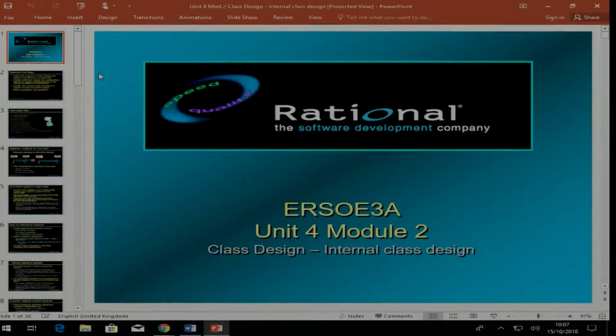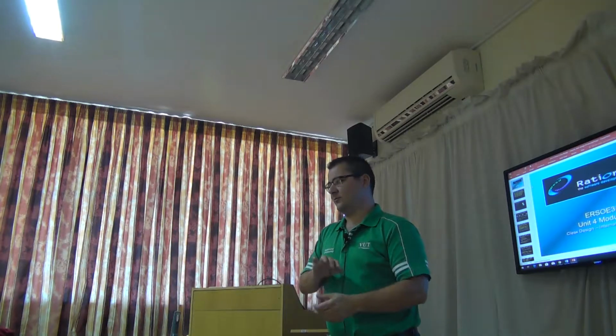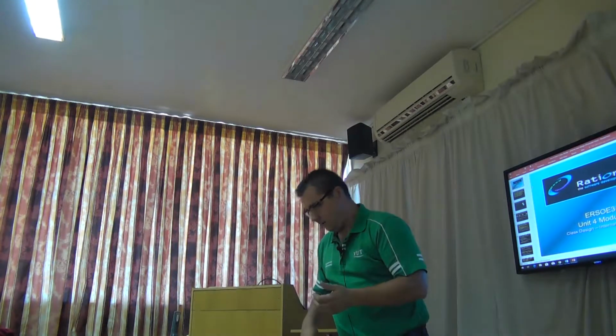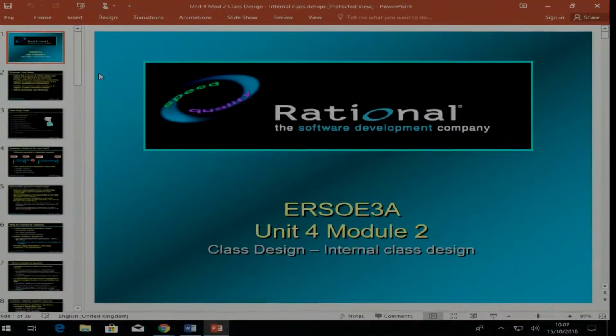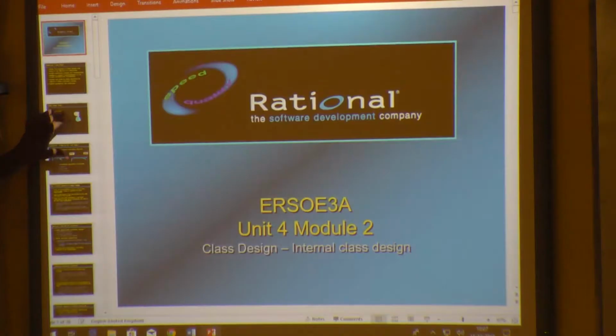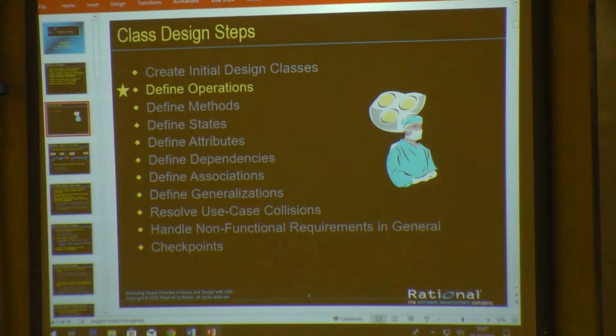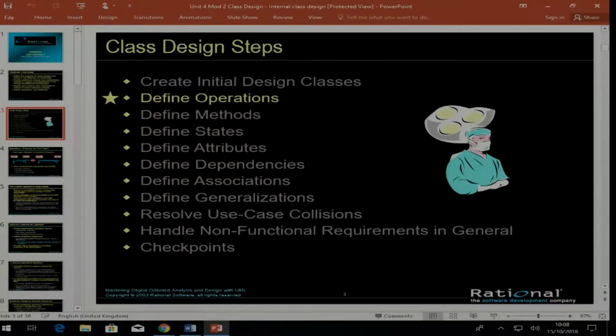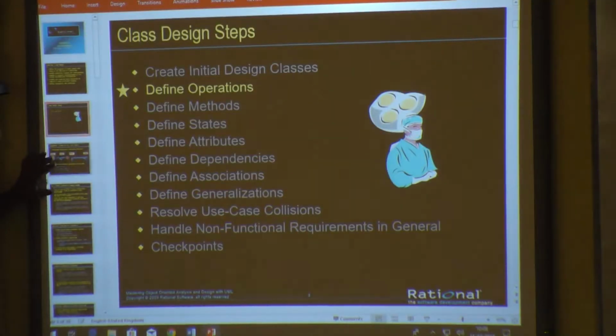Morning. So we are in the second last module for the semester, and the module we're going to cover is internal class design. It's the next portion of class design. You will see the presentation material was updated a bit, and we're going to cover defining operations, methods, states, and attributes. There's another module which will cover the dependencies, association, generalization, use case correlations, all of that also, but for this week, we're going to look at those sections.